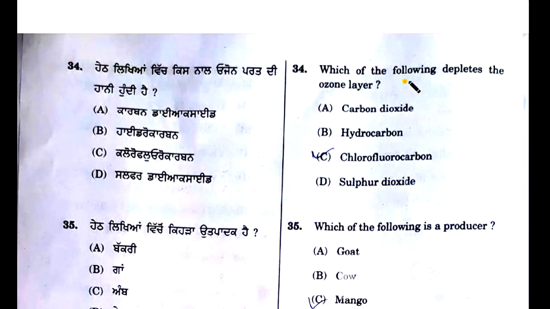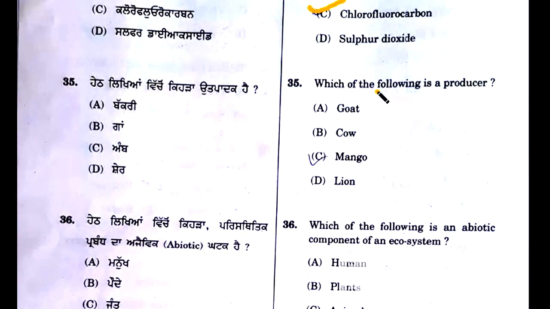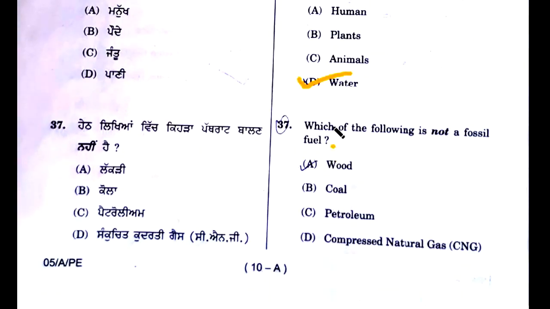Which of the following depletes the ozone layer, option number C, chlorofluorocarbon. Which of the following is a producer, mango. Which of the following is an abiotic component of an ecosystem. The correct option D, water. Which of the following is not a fossil fuel, correct option is A, wood.